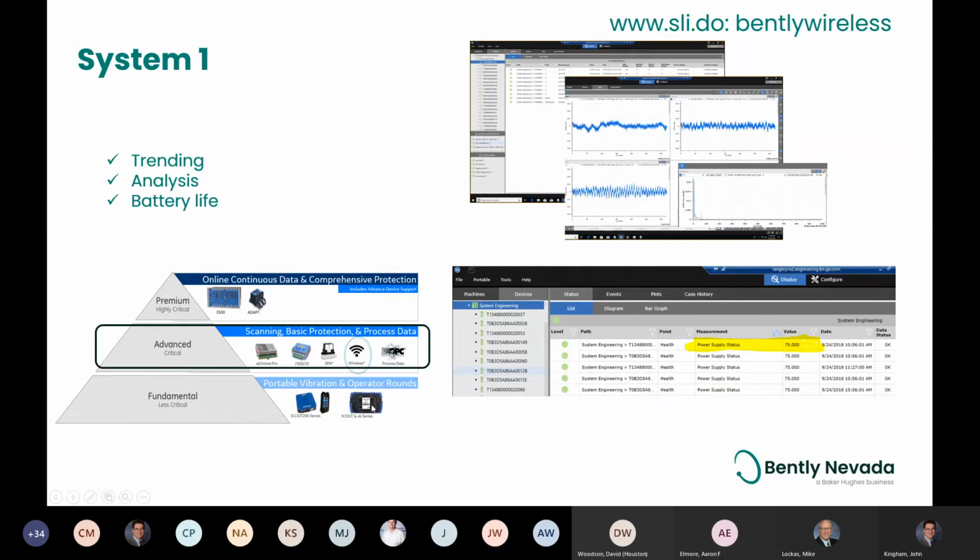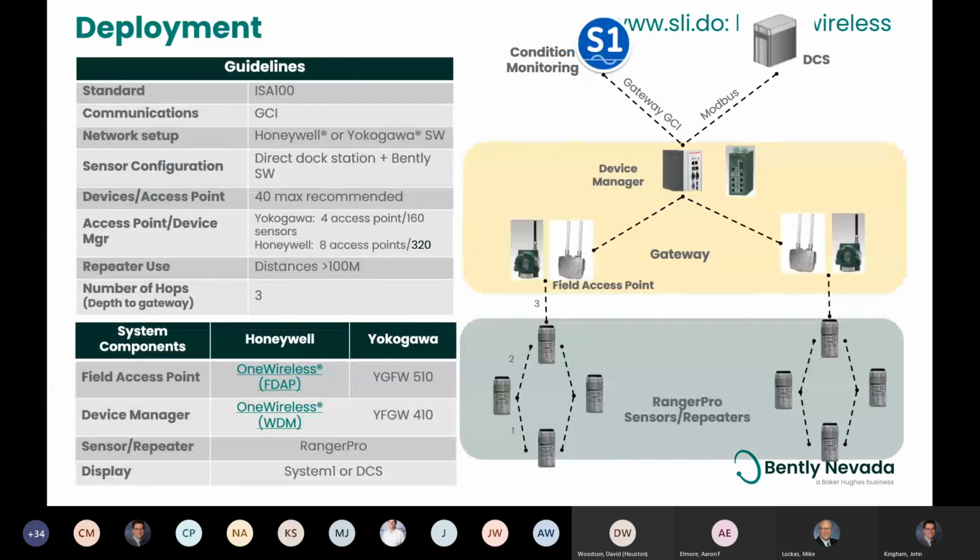So you ask, John, how do you deploy Ranger Pro? And I'm glad you asked. First of all, again, these are going to be the ISA 100 guidelines. And it's going to be either a Honeywell or Yokogawa setup with 40 Ranger Pros max recommended per access point. So the Yokogawa can have 4 access points per gateway. So that gives you 160 Ranger Pros, and then the Honeywell can do 8 access points per gateway, or 320. My understanding is Yokogawa is about to release a firmware upgrade that will allow you to do 8 access points as well.